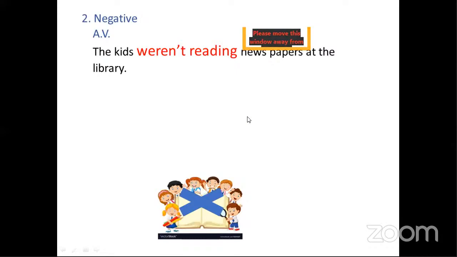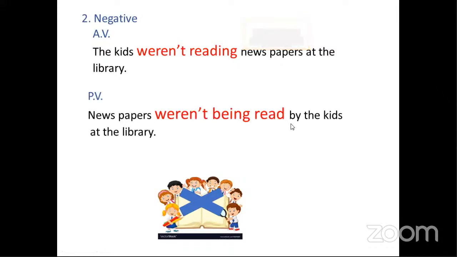So how are we going to form this sentence into passive? Just look at this. Now we have to divide it: the kids is the subject, weren't reading is the verb, newspapers is the object, and at the library is the rest of the sentence. So the object of the active voice sentence becomes the subject of the passive voice: newspapers. Then what's the negative form? Then we have to get the negative word, because this is a negative sentence.